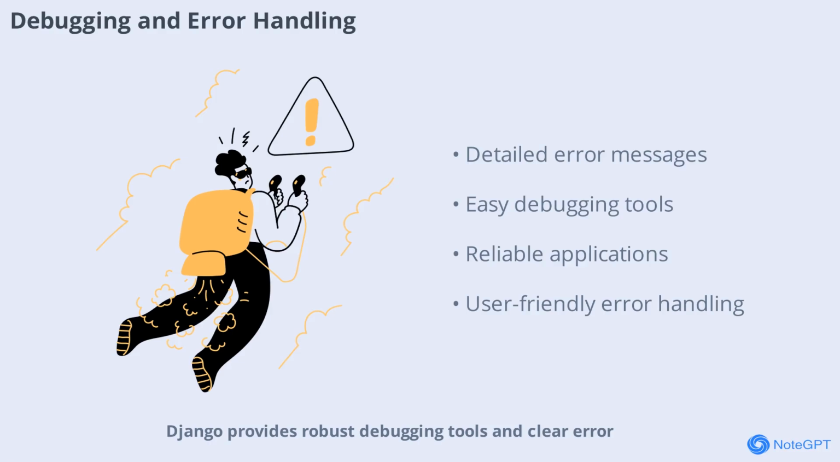Django provides robust debugging tools and clear error messages to help you identify and fix issues quickly. Its error pages display detailed information during development, making troubleshooting straightforward. Proper error handling ensures your application is reliable and user-friendly.